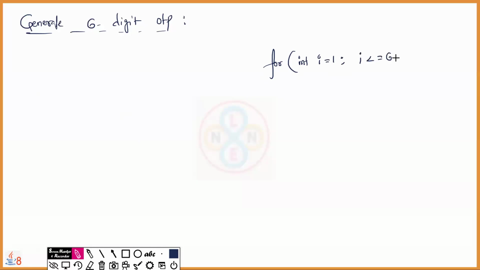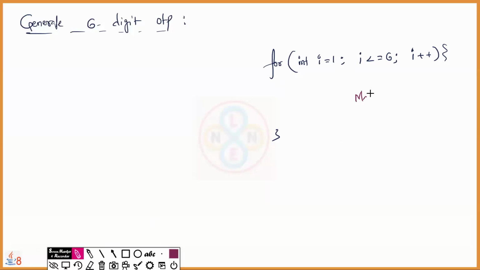We might have discussed this during the immutability concept. So let's understand how to generate the 6-digit OTP. Since a 6-digit OTP is required, we have to go for a loop. A for loop of int i equals 1, and it should run up to 6 times, i plus plus. What is it supposed to do? Each time get a random number. Each time get a random single-digit number. How to get a random single-digit number?